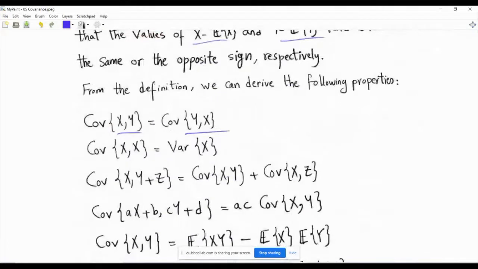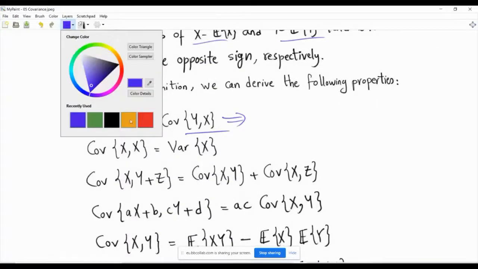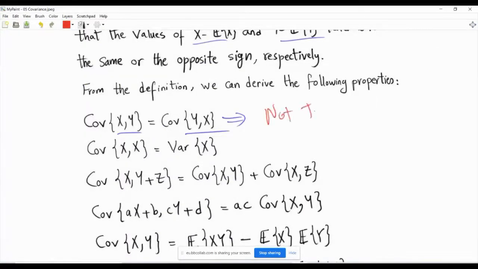However, this is very important, let's write it in red: not true for complex valued random variables. What are complex valued random variables? We have never talked about them. Yes, that's true. Most likely we'll start talking about them after the second exam.